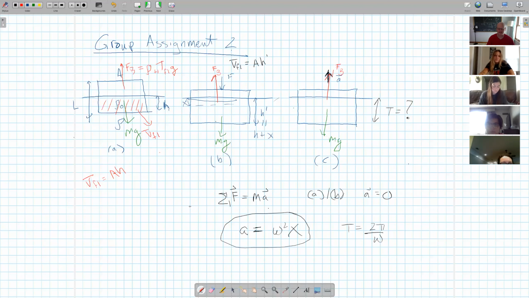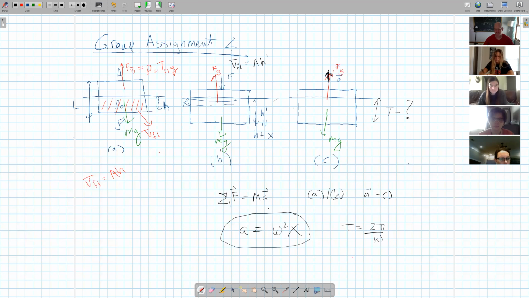The way that we're going to do this is by looking at the sum of the forces. We know the sum of the forces is equal to the mass times the acceleration. For part A and B, the acceleration is simply 0 because it's just floating, just sitting there. In part C, we use the information from A and B, use the sum of the forces equal to ma, isolate a, and get that proportional to the angular frequency squared times x. Whatever shows up in front of x is the angular frequency squared by definition, so you're just going to read it right off of what you write. Then we know the period is going to be 2 pi divided by that angular frequency.